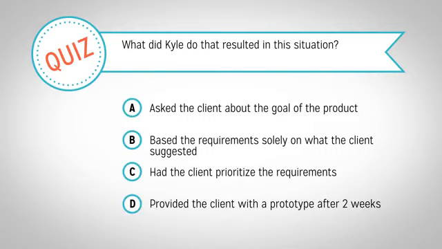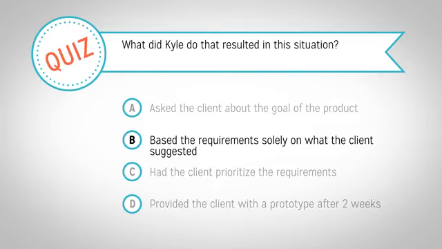When you meet with the client to elicit requirements, it should be a conversation with everyone involved. You want to get the vision, goal, or purpose of the product, which Kyle did. Then you want the development team and the client to discuss possible approaches. Have them come to a solution that satisfies the client, but also makes the product high quality. Having the client prioritize the requirements and providing them with prototypes are a great way to satisfy the clients. That said, requirements should not be solely based on the client's initial request. Therefore, B is the correct answer.